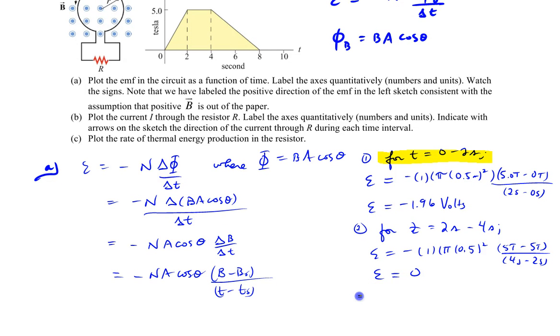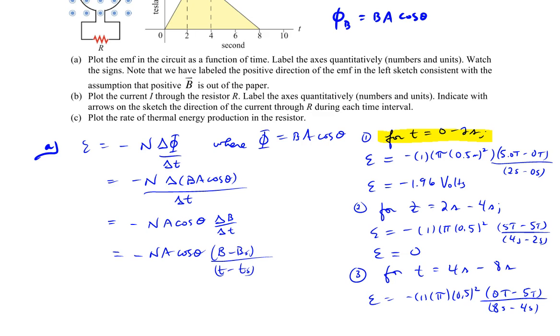Okay, moving on to 3 now. So we have from 4 seconds to 8 seconds, and our EMF would be negative 1 times pi times 0.5 squared. And then we have the final field, which is 0 teslas, minus the initial field, which is 5 teslas, all over 8 seconds minus 4 seconds.